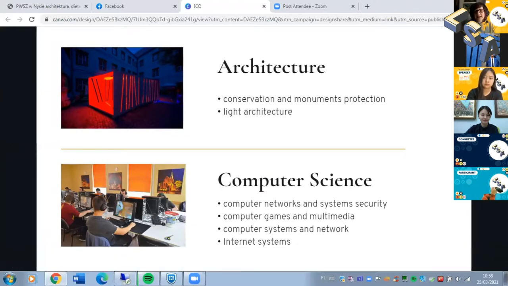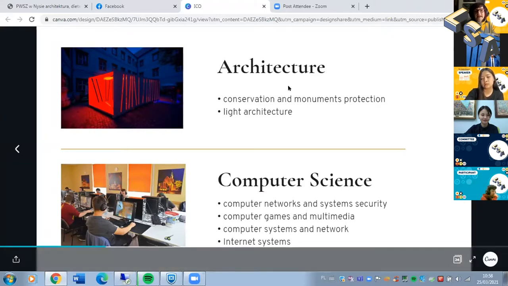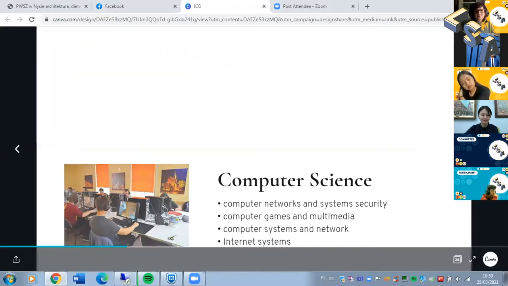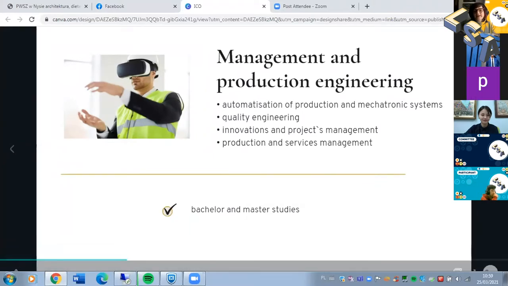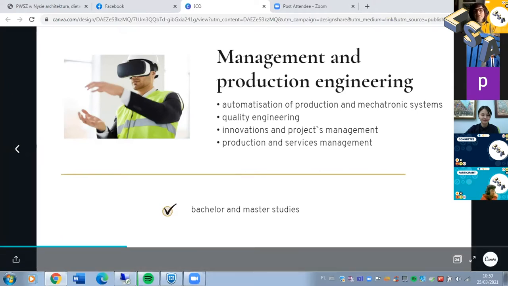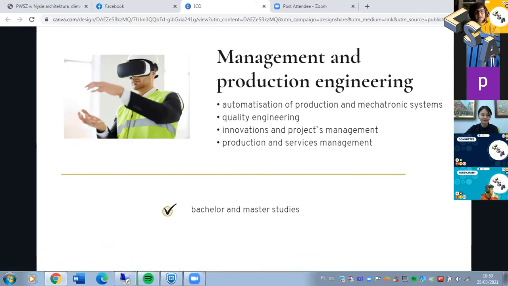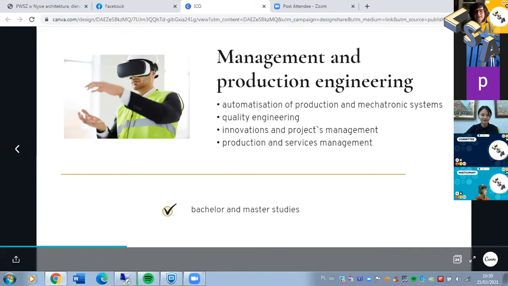Next is Computer Science, where we provide education on computer networks and systems security, computer games and multimedia, computer systems and network and internet systems. Then we have management and production engineering, and we provide both bachelor and master studies here. So the following specializations: automatization of production and mechatronic systems, quality engineering, innovations and projects management, production and services management.